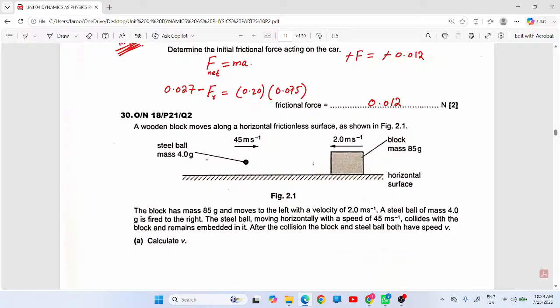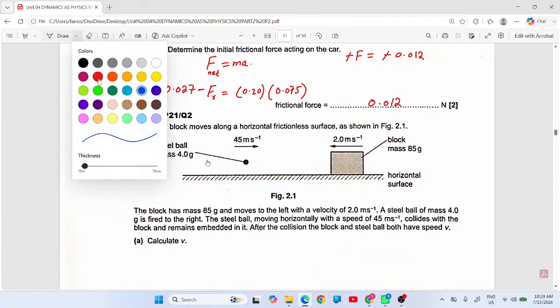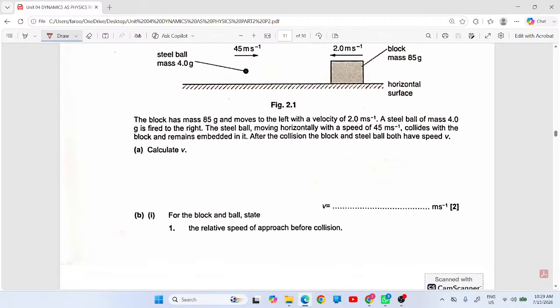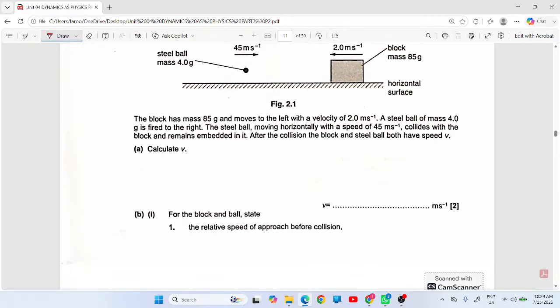After collision, the block and steel ball both have a speed v. Calculate v. We will use the formula because momentum before the collision equals momentum after the collision. Okay, so momentum before collision. The mass of the first body, the steel ball, is 4 grams.